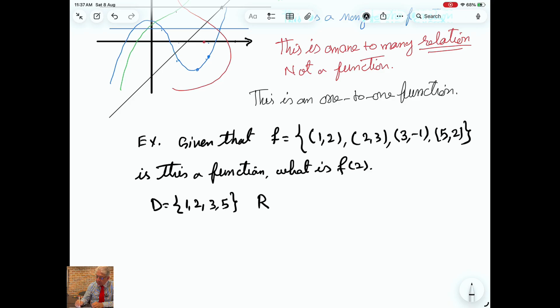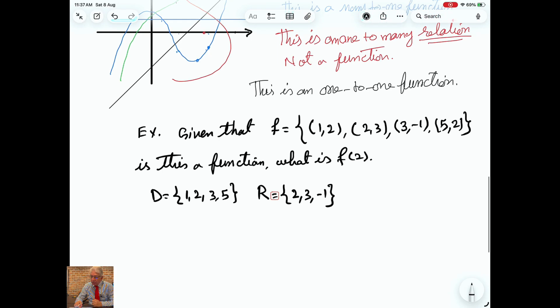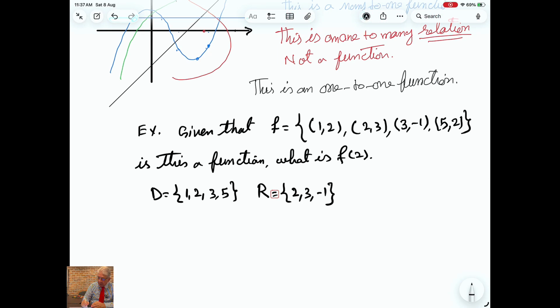And what is the range? Range is the second elements: 2, 3, -1, and 2 again, so you don't need to write 2 two times. Now you can see that this is a function, but it is not a one-to-one function. It is a many-to-one function. So f is a many-to-one function.